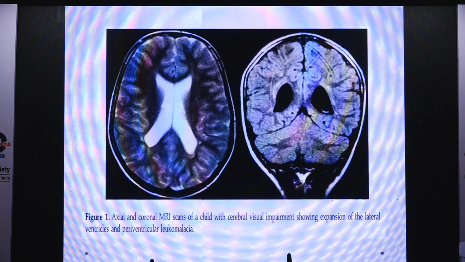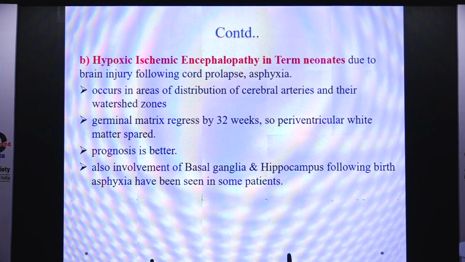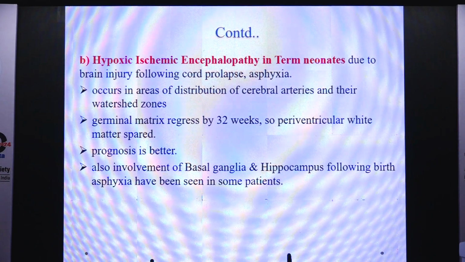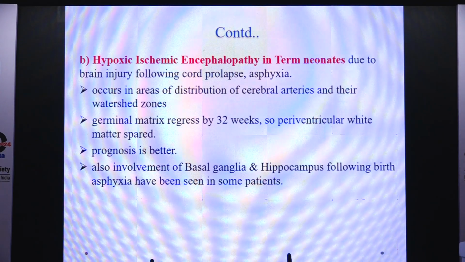So this is an MRI scan of a child showing cerebral visual impairment where there is expansion of the lateral ventricles and periventricular leukomalacia. Next is hypoxic ischemic encephalopathy in term infants, which happens due to brain injury following cord prolapse or asphyxia. It occurs in the areas of distribution of basically the cerebral arteries and their watershed zones. Germinal matrix regresses by 32 weeks, so here periventricular white matter is spared. Prognosis is better in such cases.